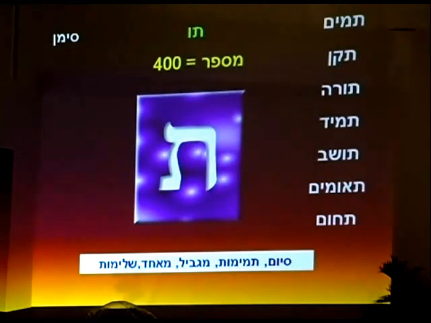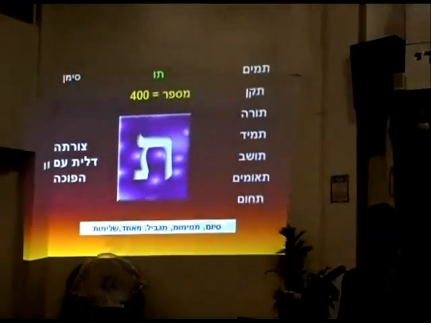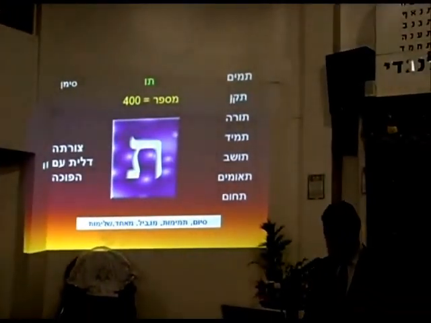Toshav, an inhabitant. He's there always, all the time. Teomim, twins, which is unifying them. And a tchum, which also has a taf as a boundary. The shape of the taf is a dalet with a vav upside down.